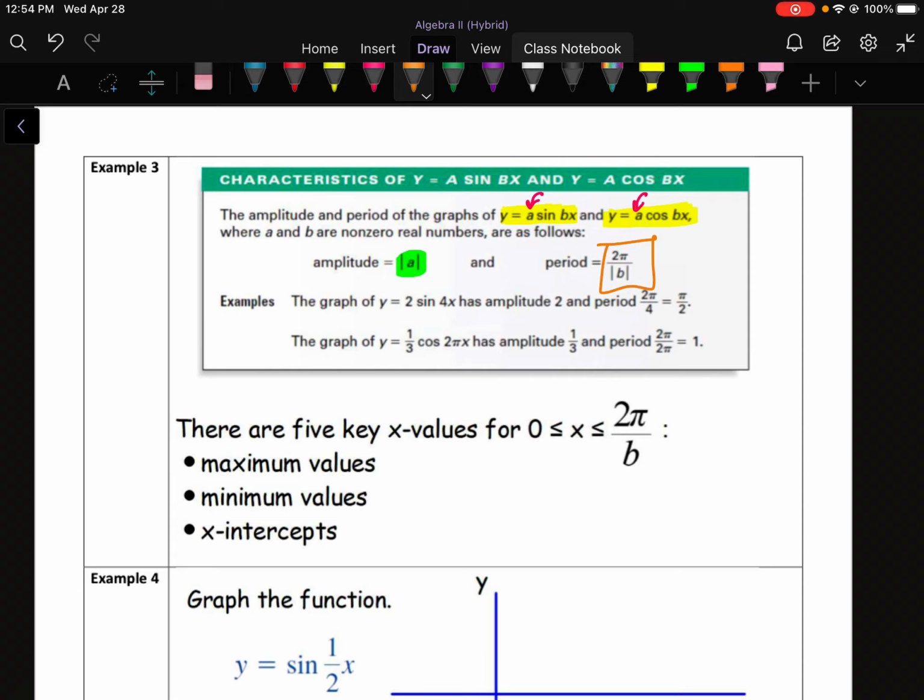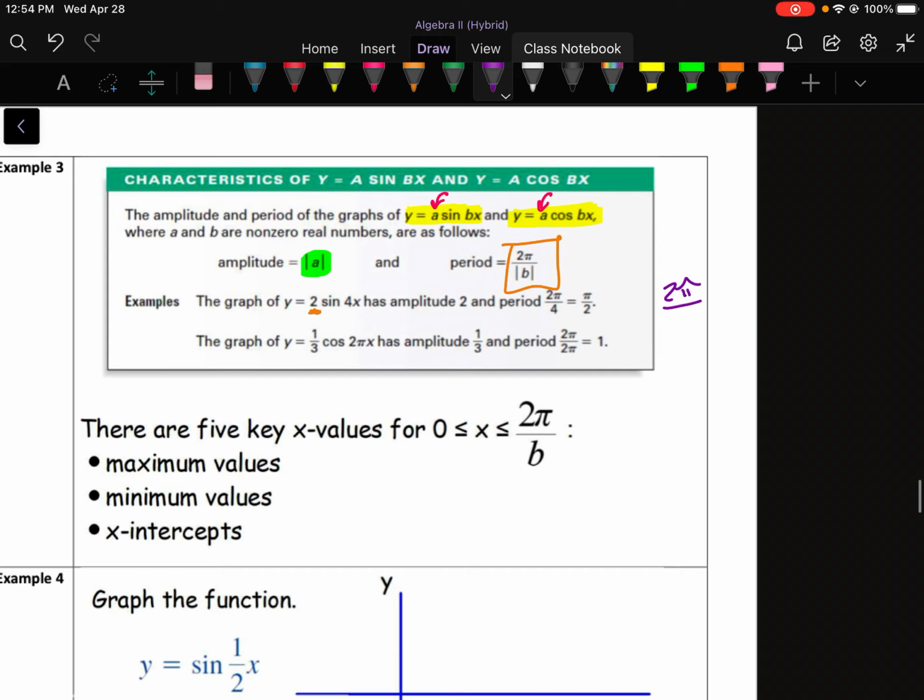The graph of y equals 2 times sine of 4x. The amplitude's 2, that's pretty straightforward. But then to find the period, you would take 2 pi, divide it by your b value, and then reduce. So pi over 2 would be the period. And again, what that means is between 0 and pi over 2, we have 1 cycle. After that, we just start repeating again.